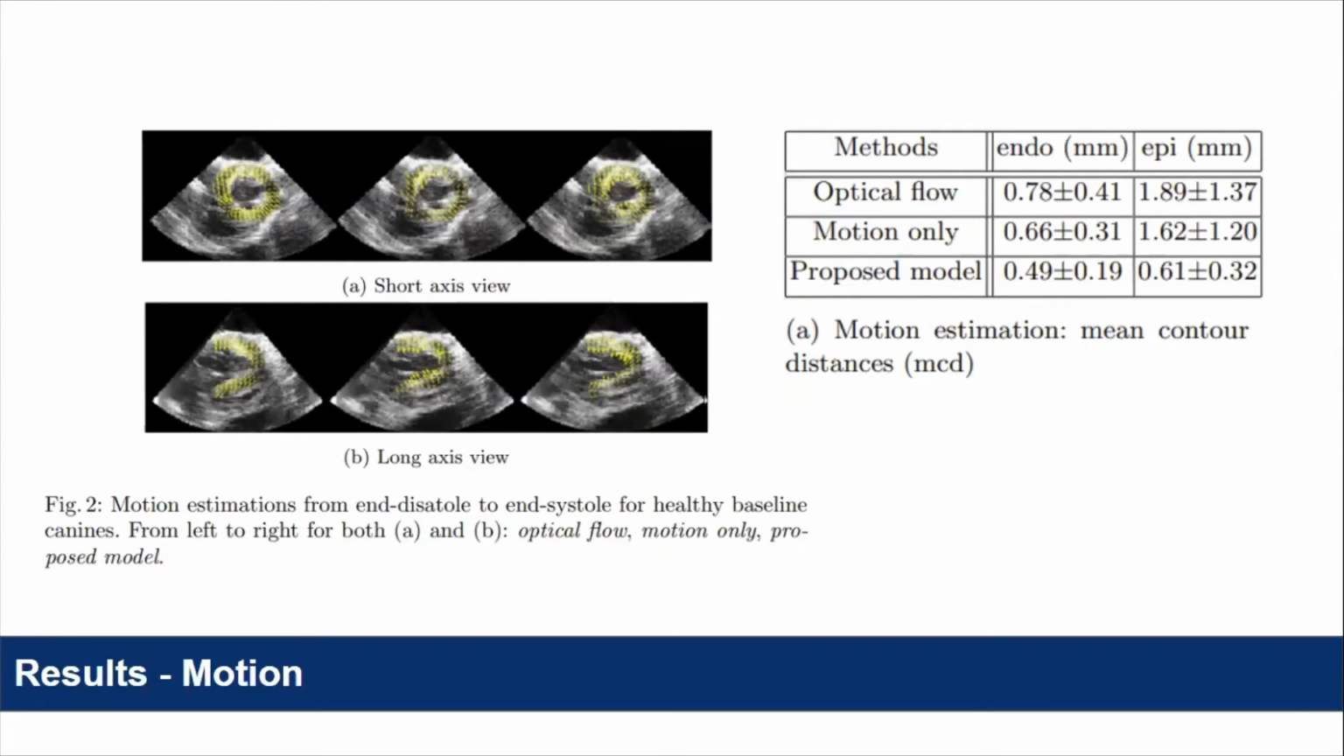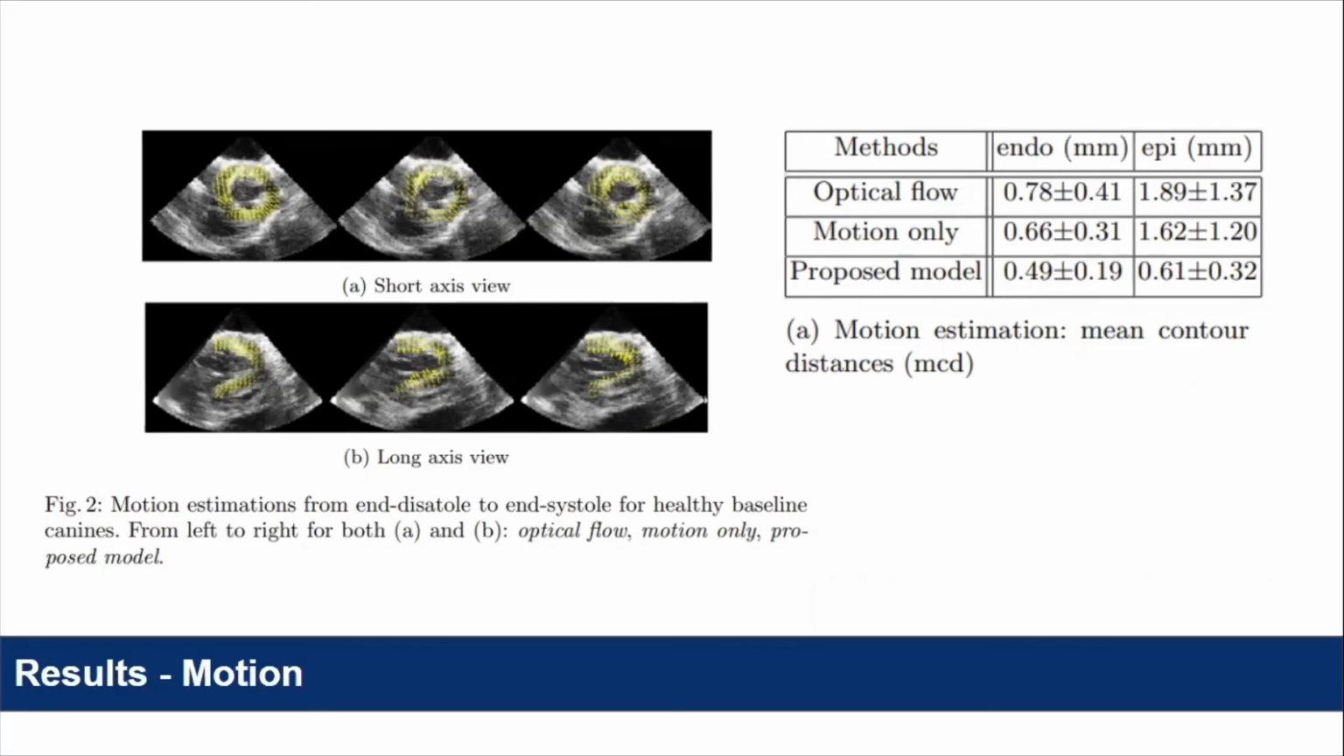Taking a look at the motion estimation results, we compare our model against an optical flow algorithm, which is more of a classical motion estimation approach, as well as a state-of-the-art unsupervised deep learning approach. Looking qualitatively at the motion vectors, you can see that the proposed model produces a smoother and more anatomically plausible displacement field.